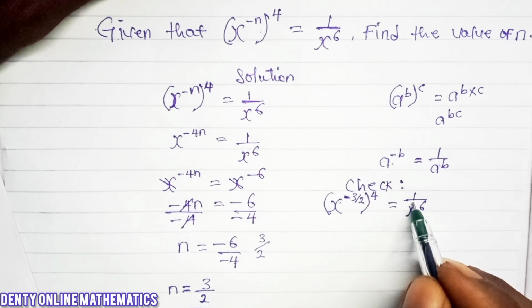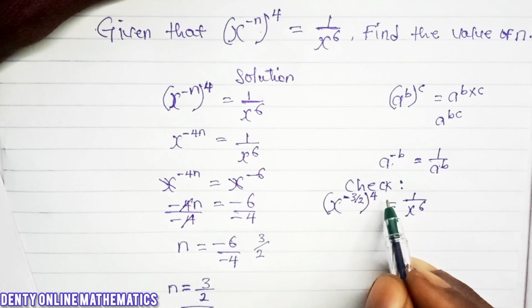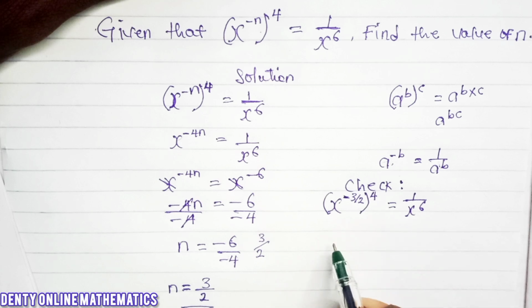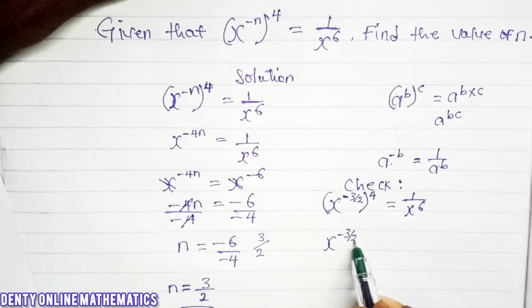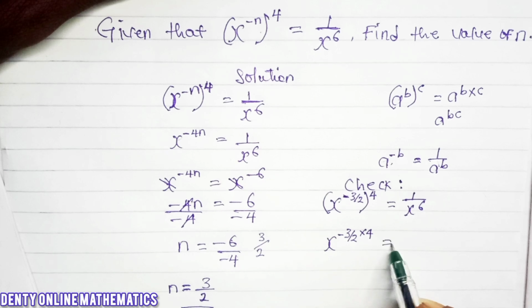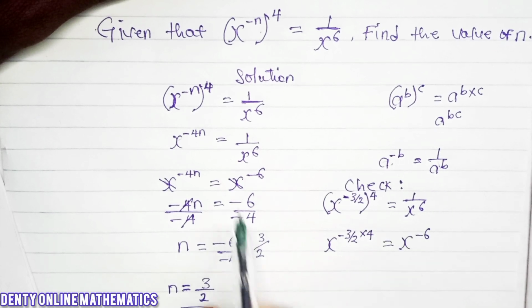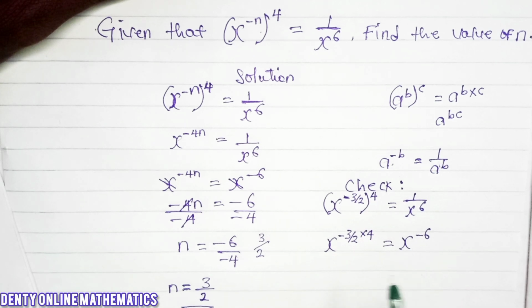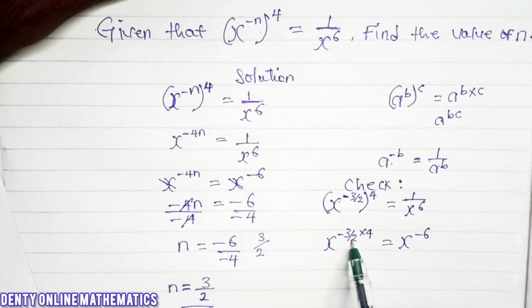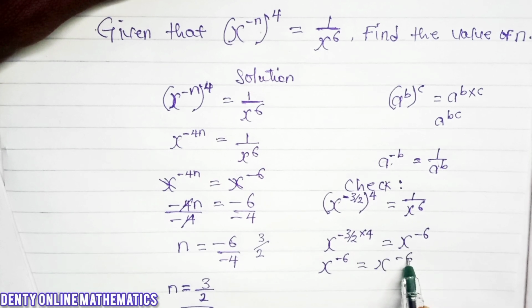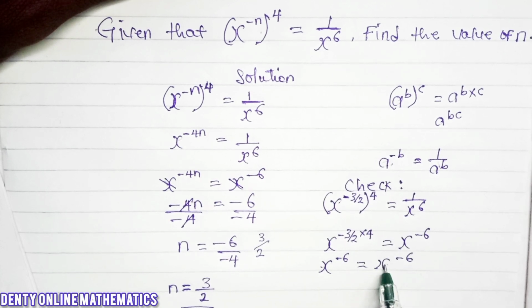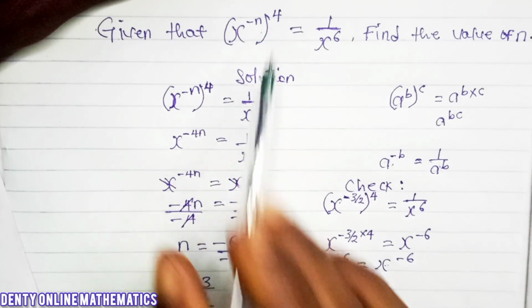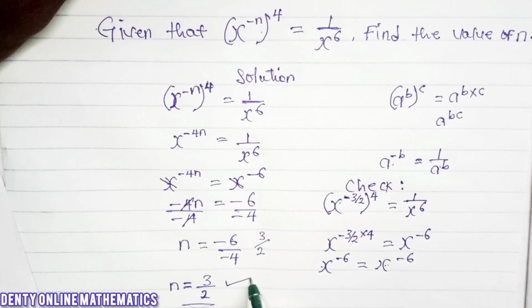Remember, we are going to multiply negative 3 over 2 by 4. So we are going to have x to the power of negative 3 over 2 times 4 to be equal to x to the power of minus 6 by this same rule. Now minus 3 over 2 times 4: 3 times 4 is 12, 12 divided by 2 is 6. We are going to have x power negative 6 to be equal to x power negative 6. So you can see the two sides are balanced. So the actual value of n that will satisfy this equation is 3 over 2, and that's the solution to this problem.